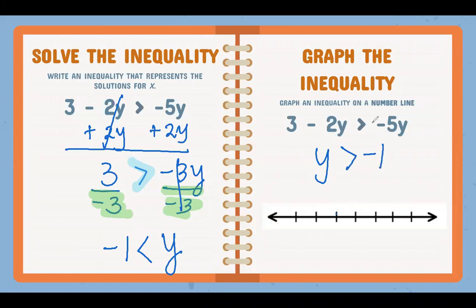So again, I don't have an equal to as part of my inequality, so I'm going to have an open circle. It looks like y is greater than negative 1. 1, 2, 3, 4. It's very important to label my number line, and it gets shaded to, yep, this way. Okay, so that is how you solve an inequality.